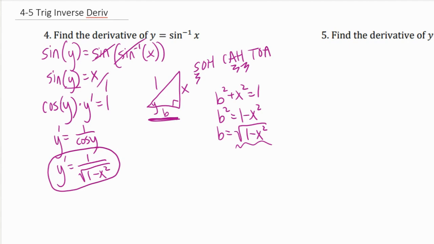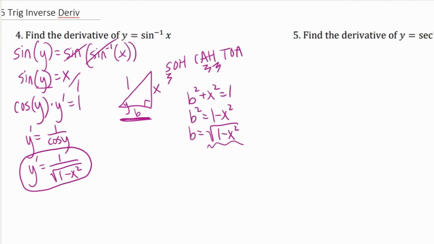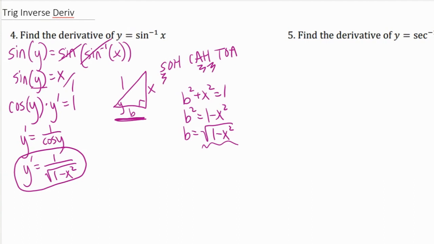First thing I did was I got rid of my inverse by taking the sine of both sides. Then I set up a triangle. I took the derivative using implicit differentiation. I made a triangle, and I used SOHCAHTOA and the Pythagorean theorem to solve for the cosine of y, and then I just plugged that into my formula.